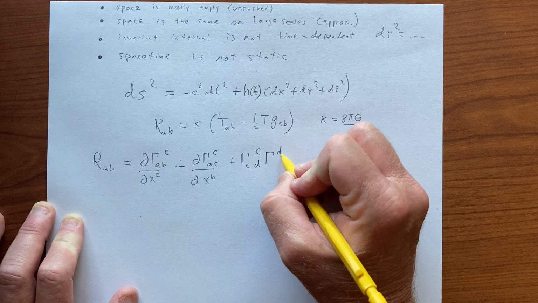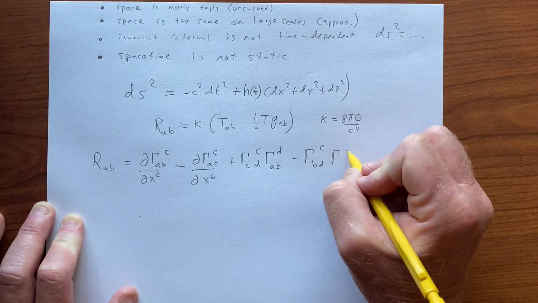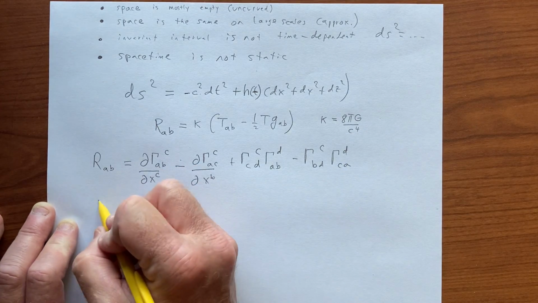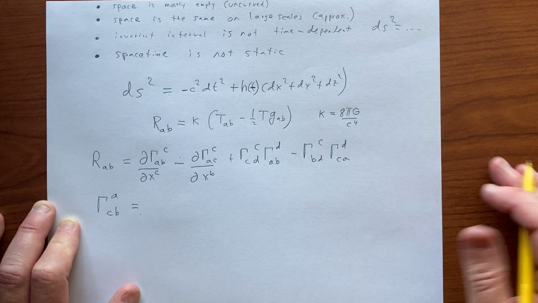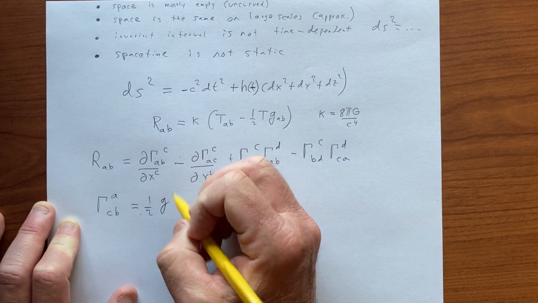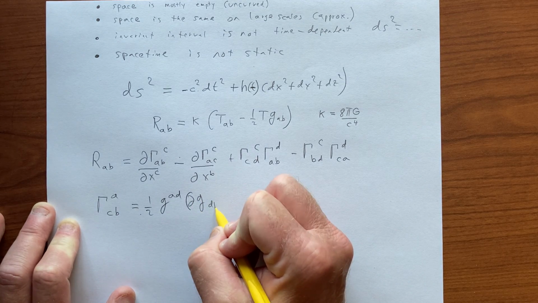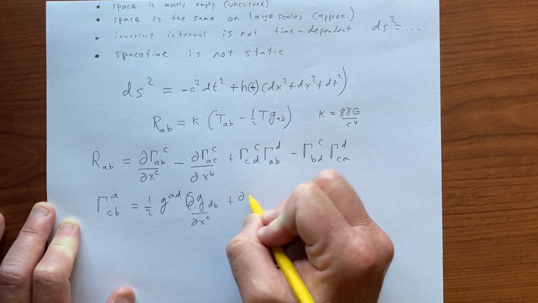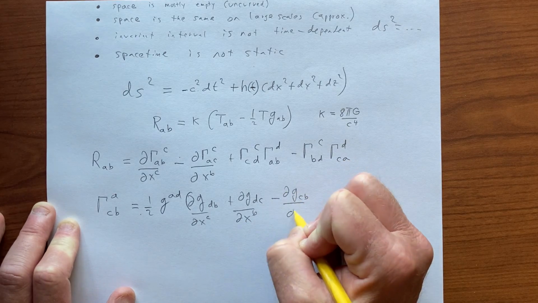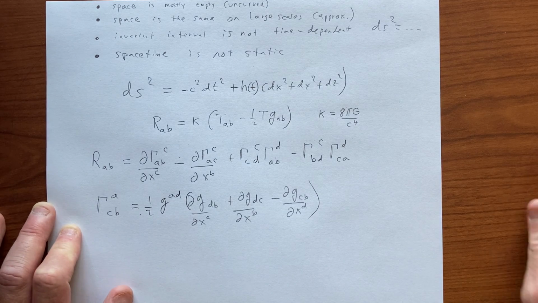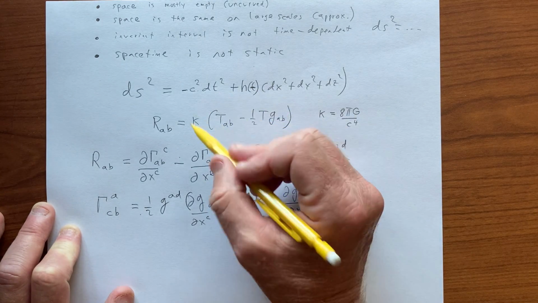CCD, gamma D AB, and here we have a minus sign, gamma C BD, gamma D CA, with gamma ACB being the 1/2, the inverse metric AD, the derivative of G, DB, in XC, derivative GDC in XB minus derivative GCB in XD. Right? Unlike Schwarzschild, this part is not zero.